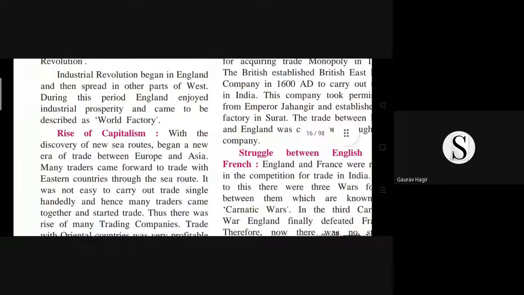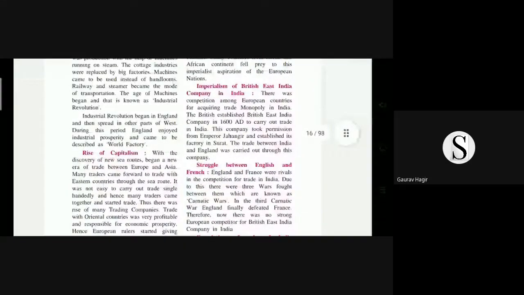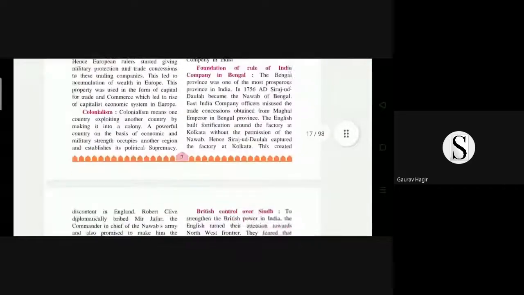Industrial Revolution began in England and then spread in other parts of the West. During this period, England enjoyed industrial prosperity and came to be described as world factory. Rise of capitalism.